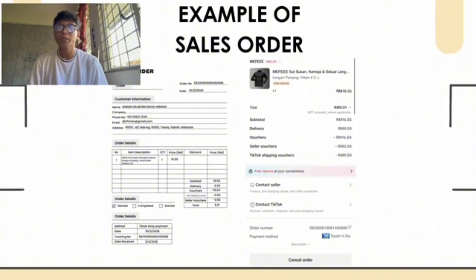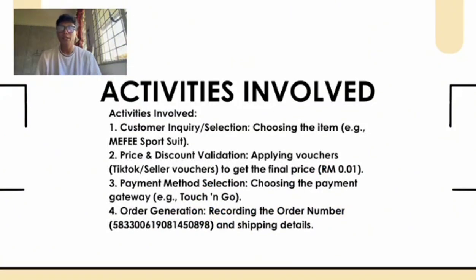Looking at our document, the process begins when the customer Ahmad Najib selects the Mifi sports suit. Key activities here include price calculation and payment confirmation. You'll notice the original subtotal was 16 ringgit and 55 cents, but after applying various vouchers like the TikTok shipping and seller vouchers, the final total was reduced to just 1 cent.